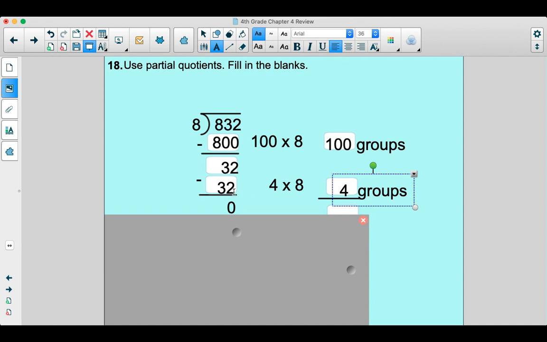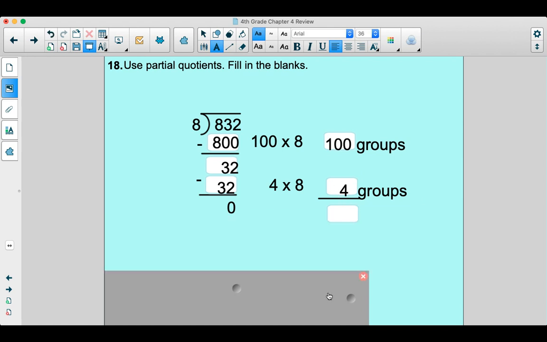All right, now we've used up everything. So we had to think about this. We had 104. So we're going to add those together.